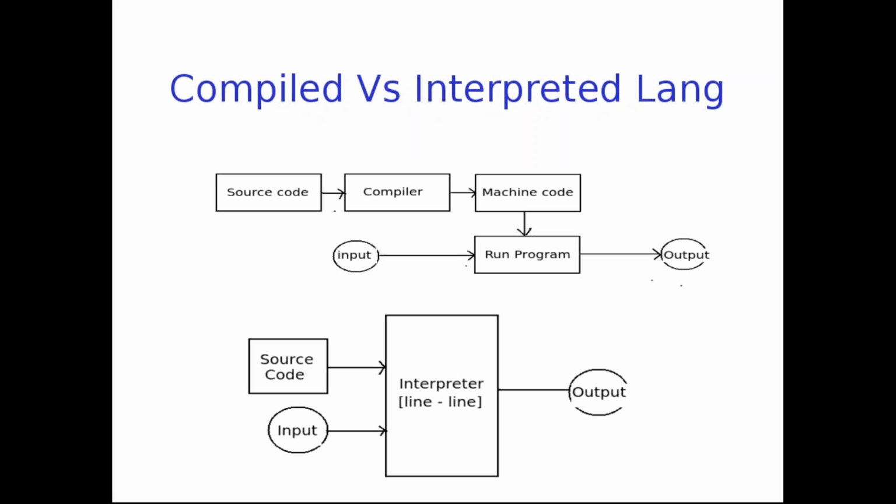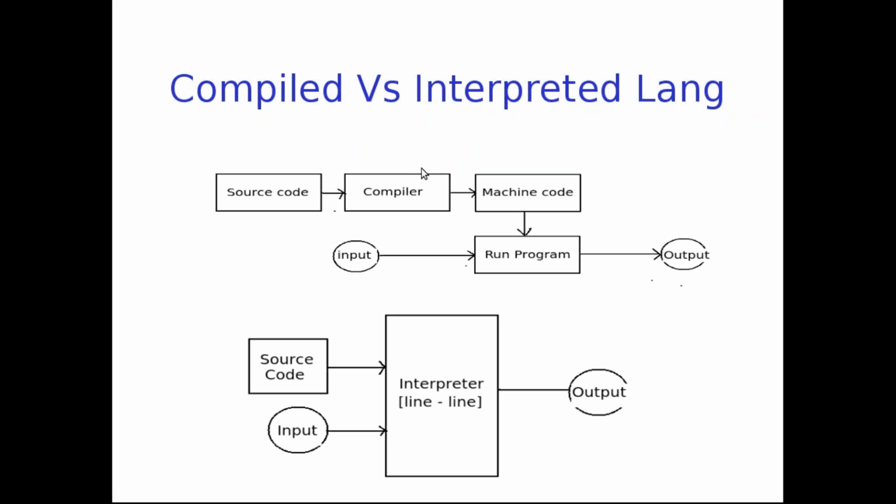This is compiled versus interpreted languages. Okay, we are moving towards the high level languages. Now we have the source code. What if it is a compiled language? There is a term, a translator. This is a translator, we call it a compiler.